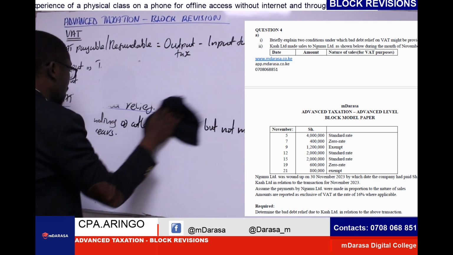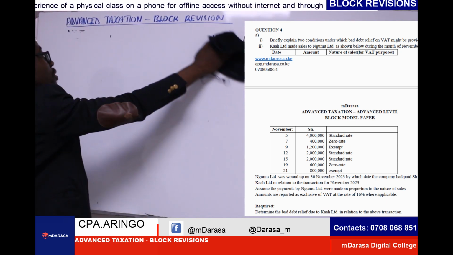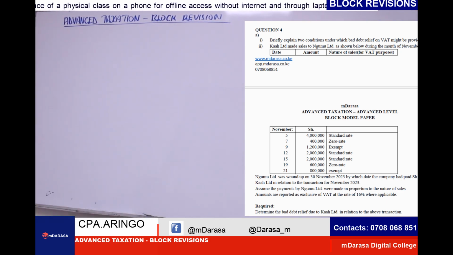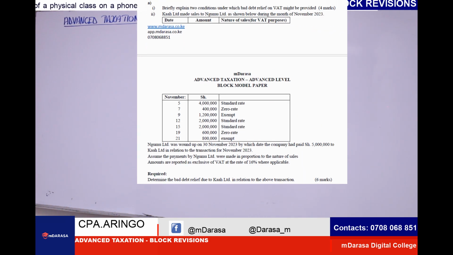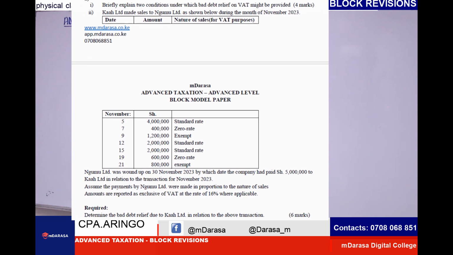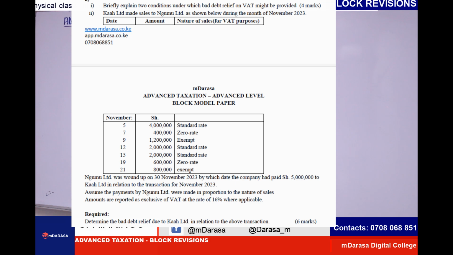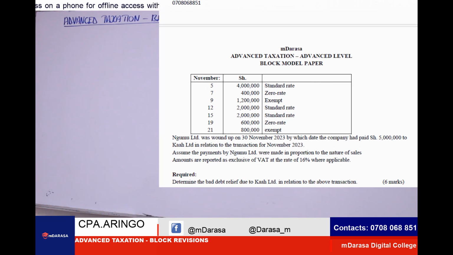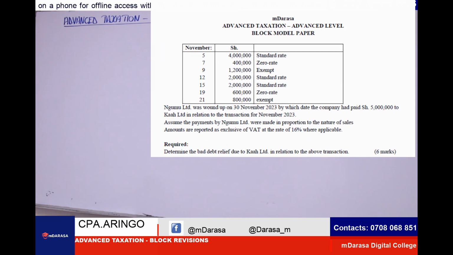After that, we go to part B of the question. See what you are asked. Part B of the question, my good students, these are what you are told. Car Limited made sales to Ngumu Limited, as shown below during the month of November 2023. We are given the details below: date, amount, and nature of sales for VAT. These are the details given.